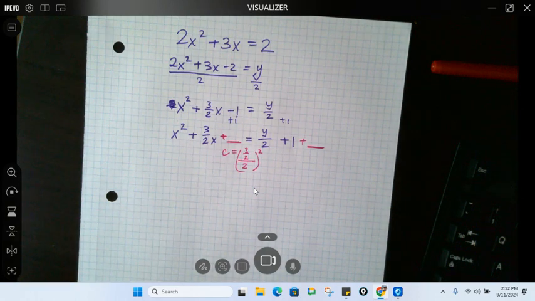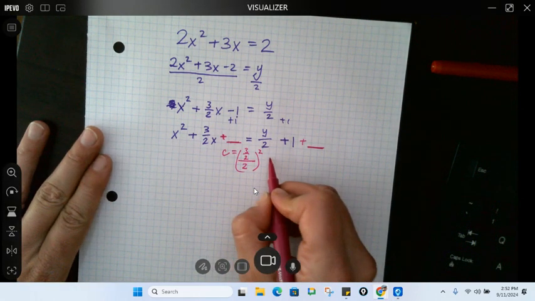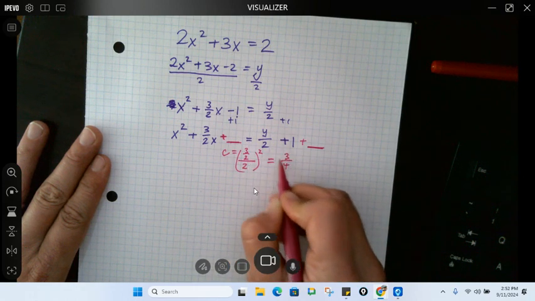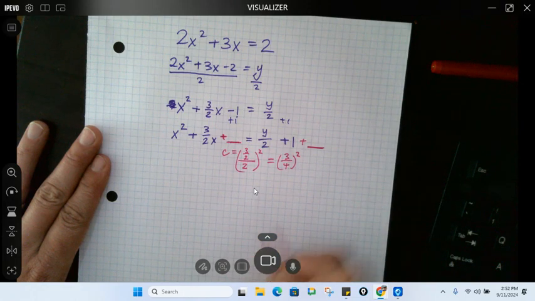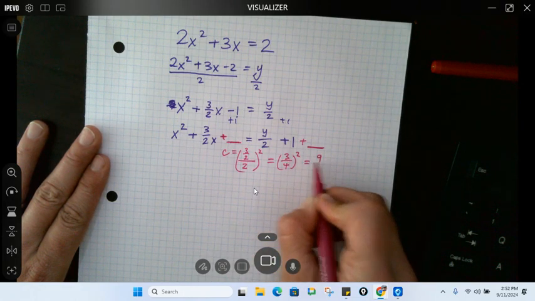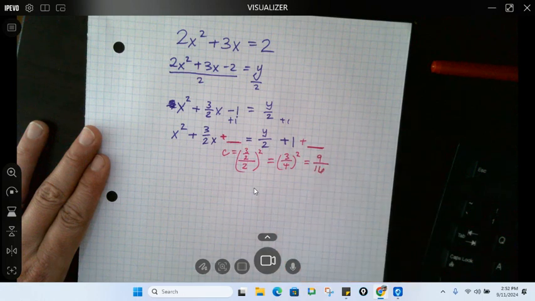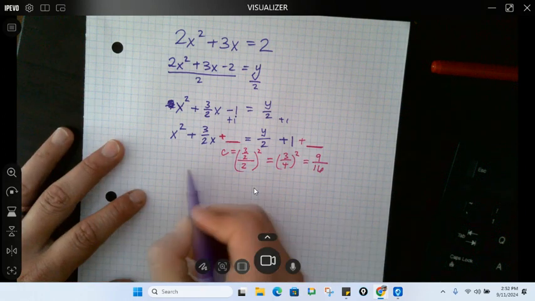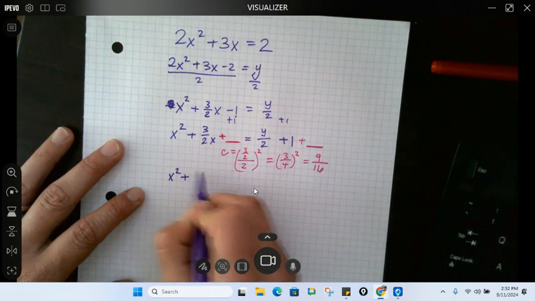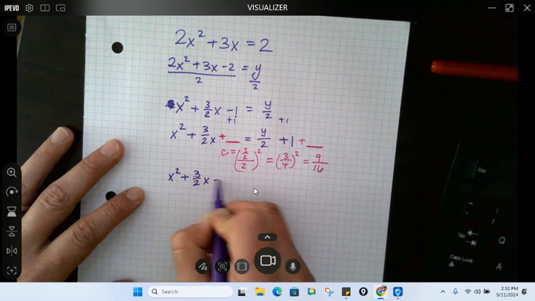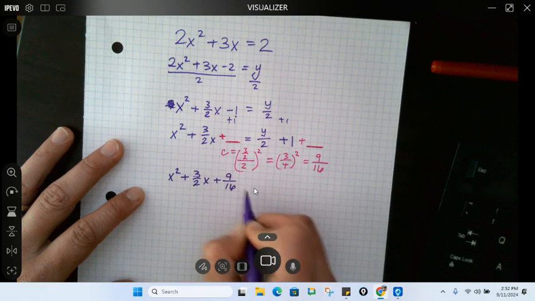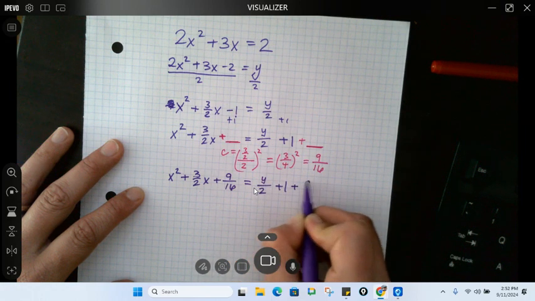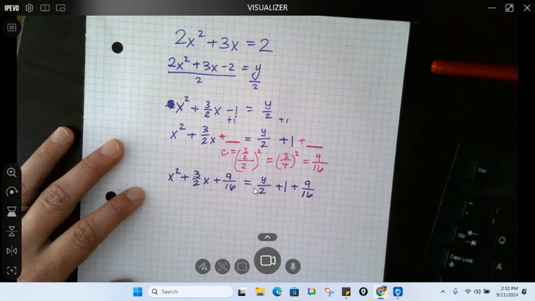So lots of fractions here. That's okay. Grab a calculator. Bear with me. 3 halves being divided by 2 would get me 3/4. And then if I square that, 3 squared is 9. 4 squared is 16. So this is the number that I'm going to add to both sides. So I would have x squared plus 3 halves x plus 9/16 is equal to y over 2 plus 1 plus 9/16. All good.